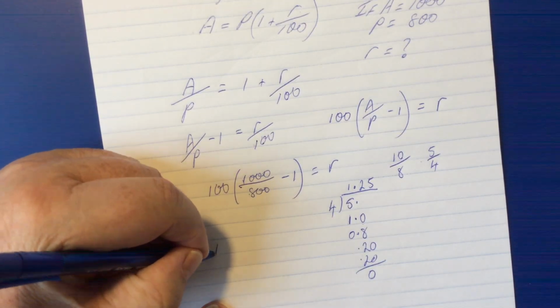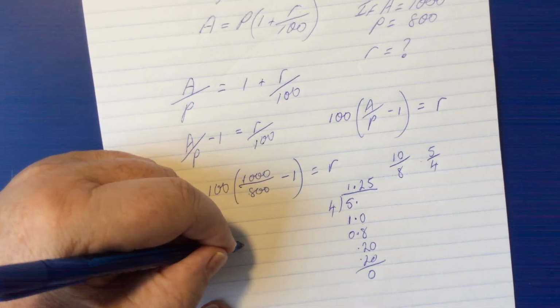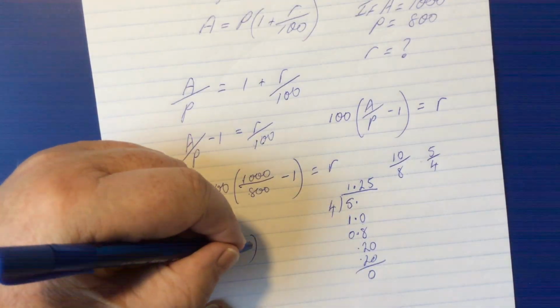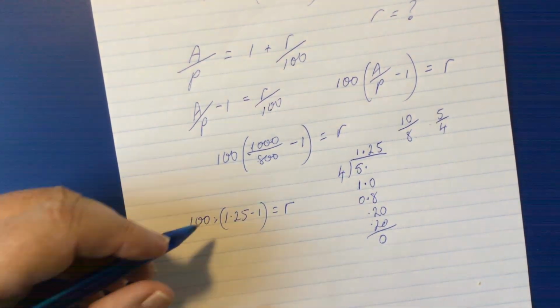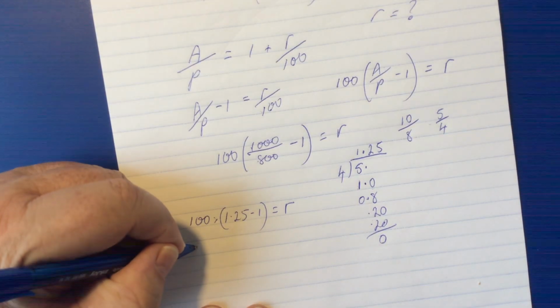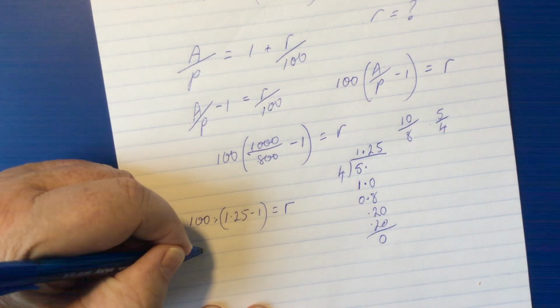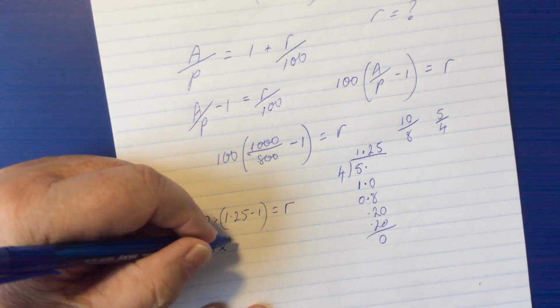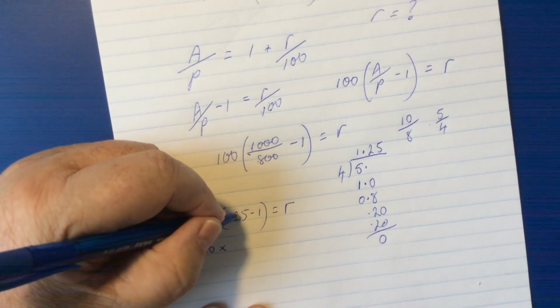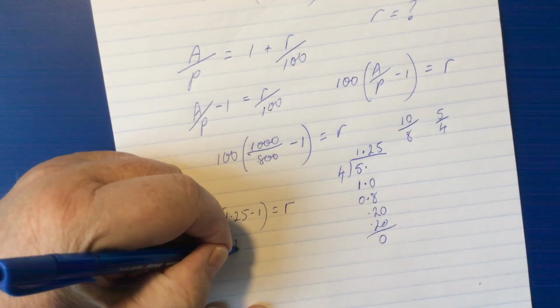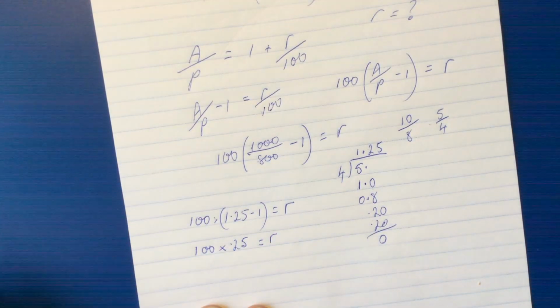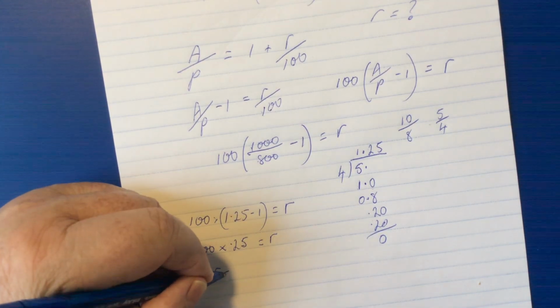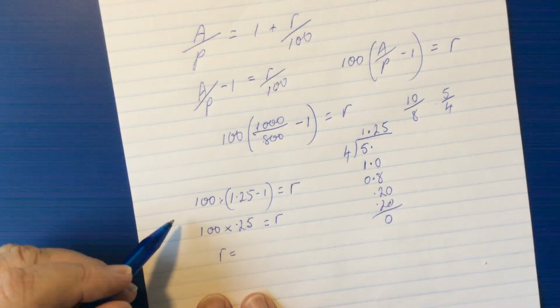So we now have 100 times 1.25 minus 1 is equal to R. Okay, 100 times 0.25 is equal to R. R is equal to 25.